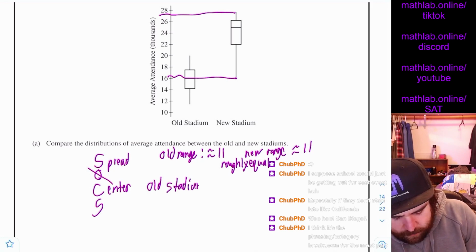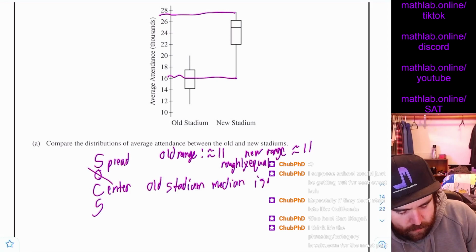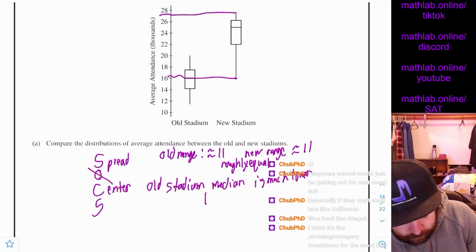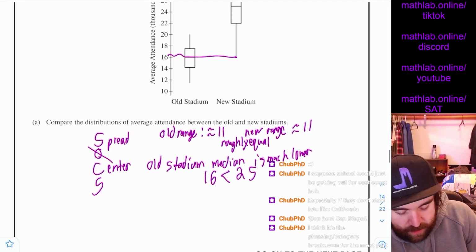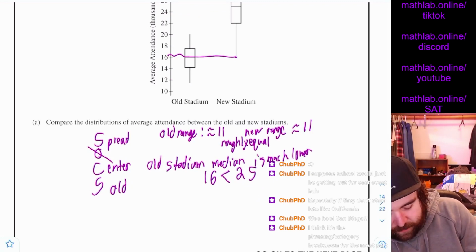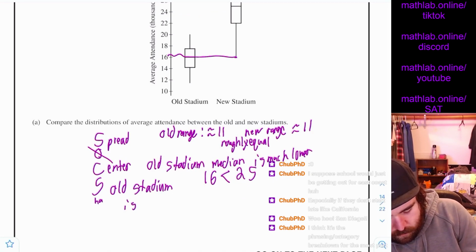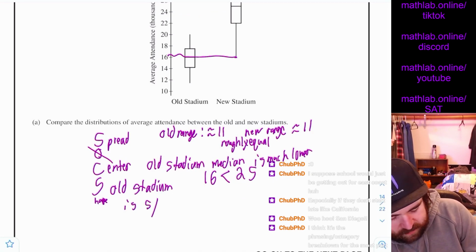Old stadium median is much lower. 16 is less than 25. Shape. Old stadium is symmetric.